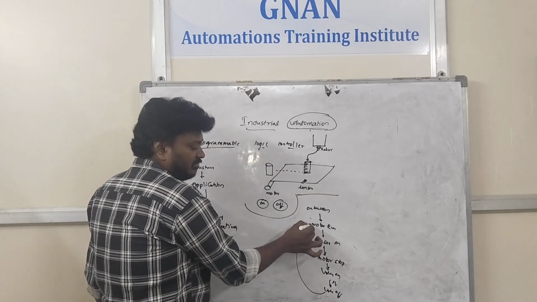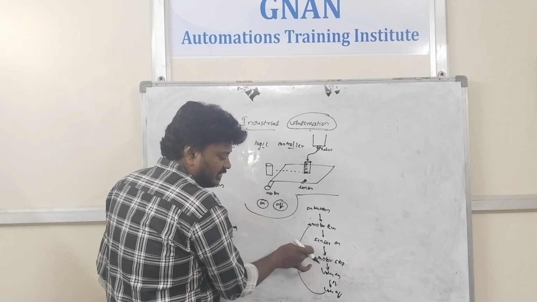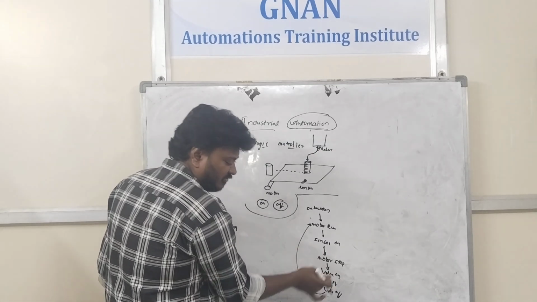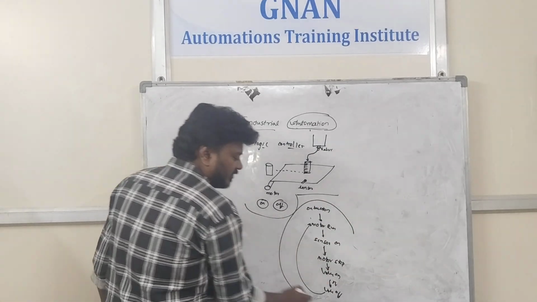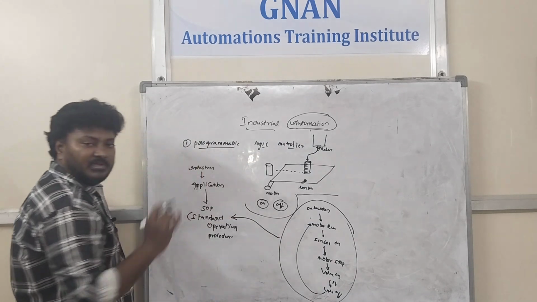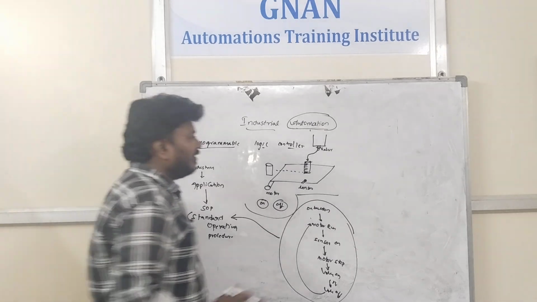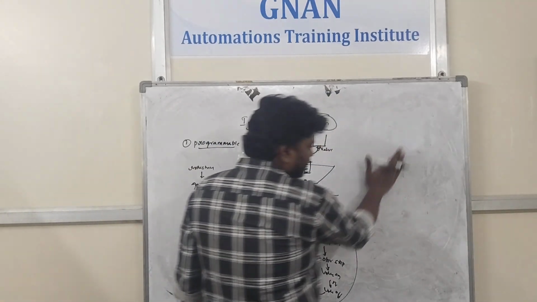Next, again the motor will run. The motor is running, so the conveyor will run. When the conveyor is running, next the sensor, next the motor stops, next the valve. Automatically, there is a step-by-step procedure. This step-by-step procedure we call an SOP, standard operating procedure. Okay, SOP is there, industry is there.